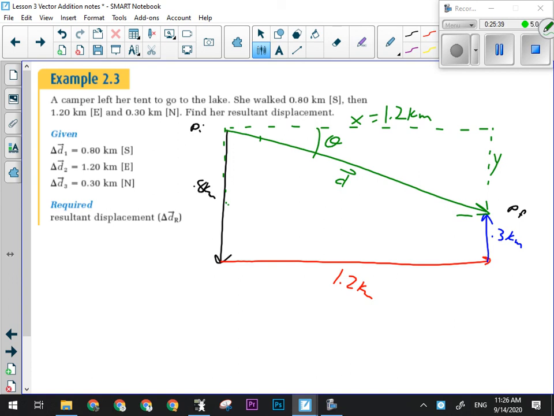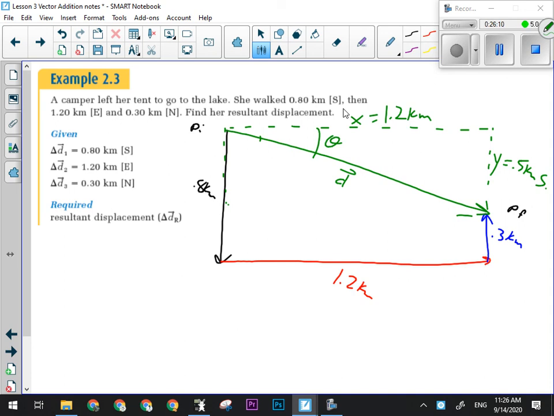Okay, they went 0.8 and then they came back 0.3. So how far south of their starting position are they? 0.5. Okay, so we found their x component, or their horizontal part, and their vertical part. Vertically speaking, or north-south, they've only gone 0.5 kilometers because they backtracked a little bit. So our y is 0.5 kilometers south.